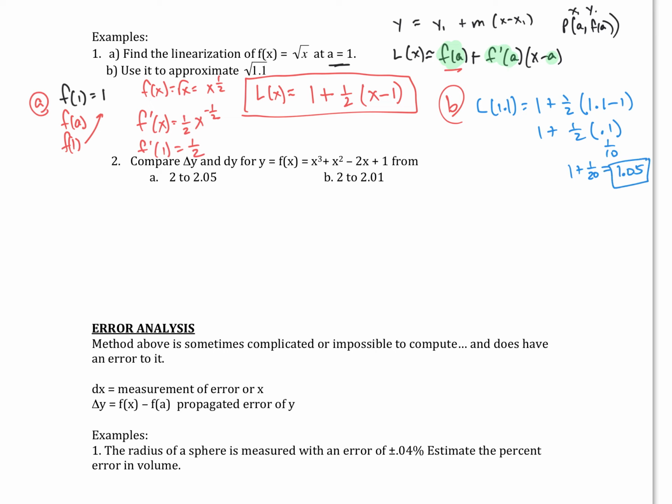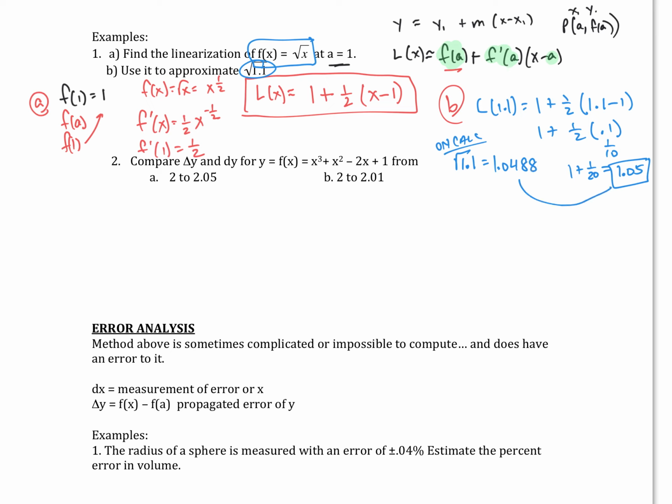All right, I want everyone to take out your calculators right now, and I want you to take the square root of 1.1, this is our function, on your calculators. Guess what you get? You get 1.0488.